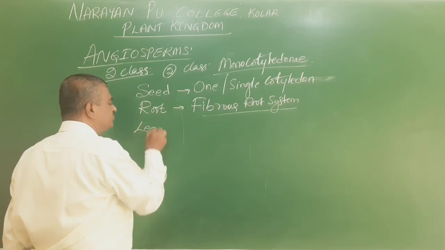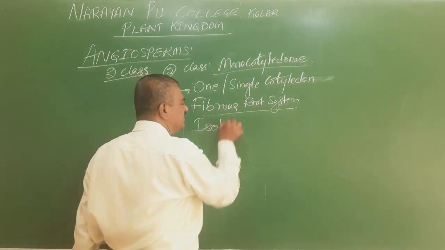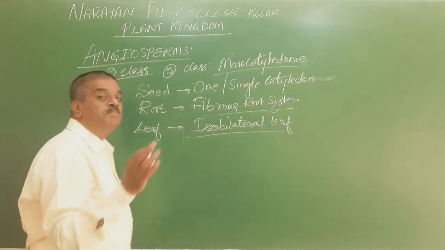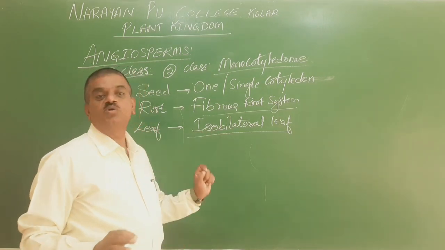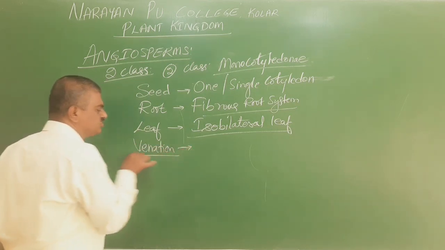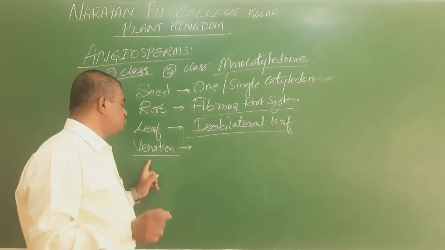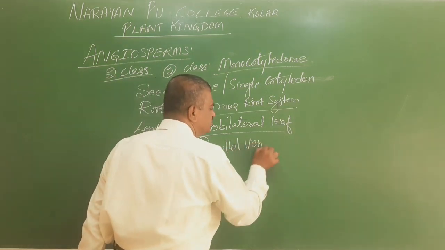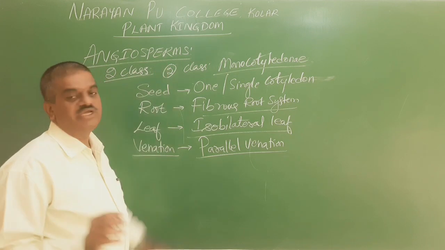When we go for the leaf, the leaf is called an isobilateral leaf. An isobilateral leaf means both sides of the leaf are more or less similar, hence we use the word isobilateral leaf. When we go for venations, venations are nothing but the arrangement of veins and veinlets. This arrangement in a monocot has parallel venation, hence it is usually a monocot.